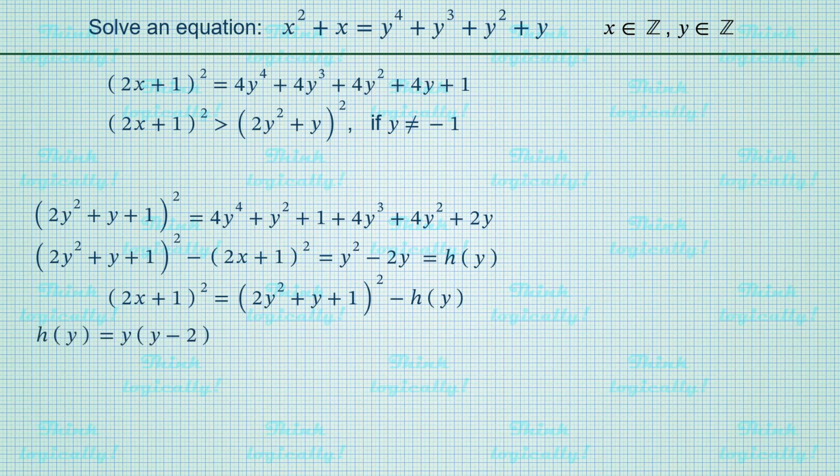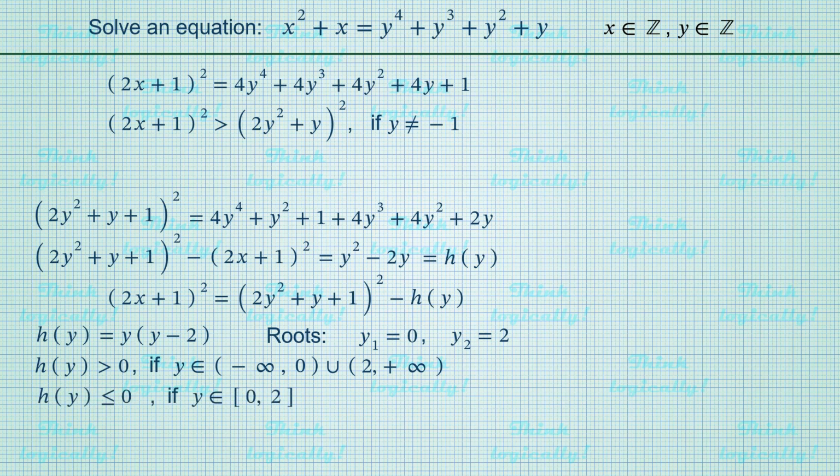y times (y minus 2). We see that h of y has 2 roots, and we again write them in increasing order. y sub 1 equals 0, y sub 2 equals 2. Next, we write that h of y is positive if either y is less than 0 or y is greater than 2, and h of y is non-positive when y belongs to the closed interval from 0 to number 2.